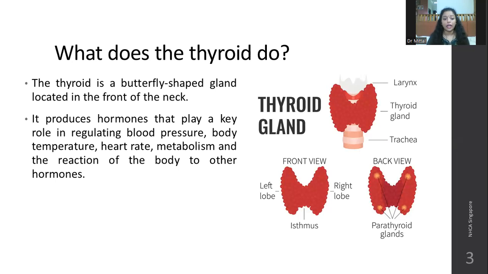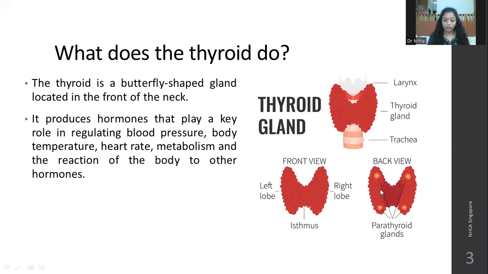It produces the hormones that play a key role in regulating blood pressure, body temperature, heart rate, and your metabolism of not just your macronutrients, but also certain micronutrients that are used as catalysts. The metabolism of carbohydrates, protein, and fat depends on thyroid function as well, as does the reaction of the body to other hormones. For example, calcitonin is one of the hormones secreted by the thyroid gland. Calcitonin acts just opposite to parathyroid hormone. We'll see. You can see here the front view of the thyroid gland.